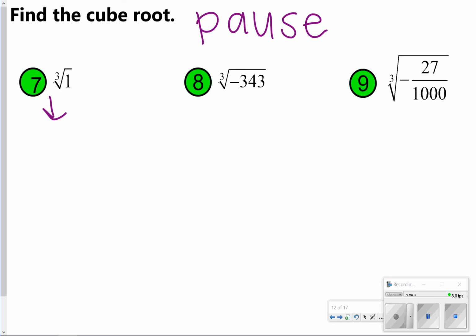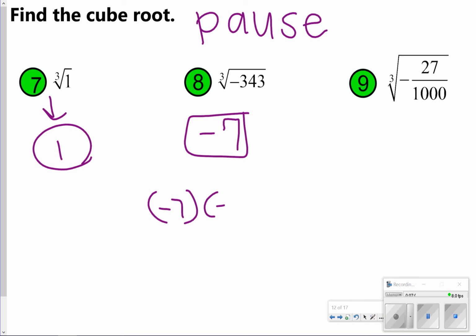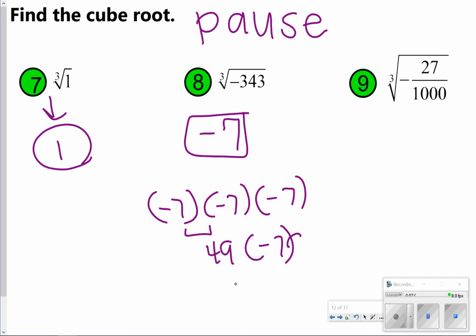Alright, number 7 is easy. The cube root of 1 is 1. For number 8, the cube root of negative 343 is going to be negative 7. Negative 7 times negative 7 is a positive 49. And 49 times negative 7 is negative 343.